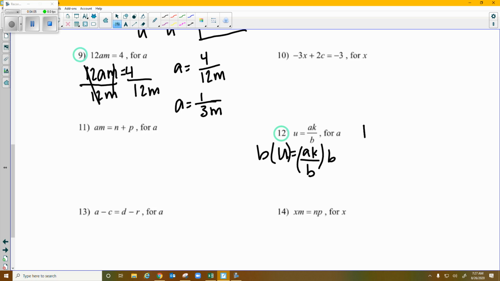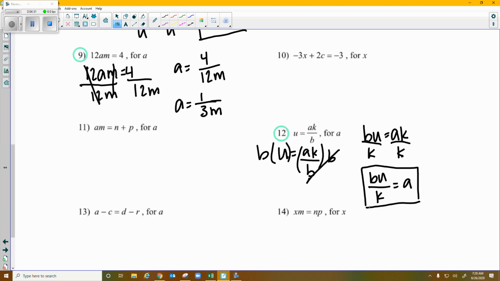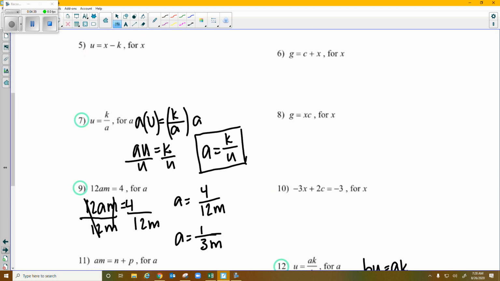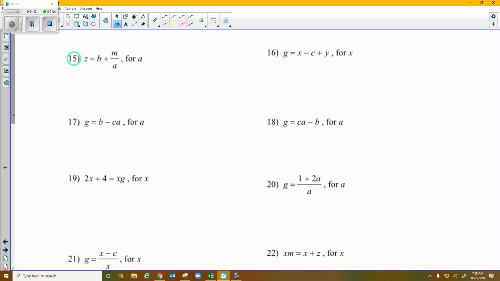So we've got BU equals AK now. So now I can manipulate AK in order to solve for A. So since it's multiplication, we're going to divide by K, and BU over K equals A. Okay? So a couple of different scenarios with those fractional questions. Go ahead and flip over to the next page.